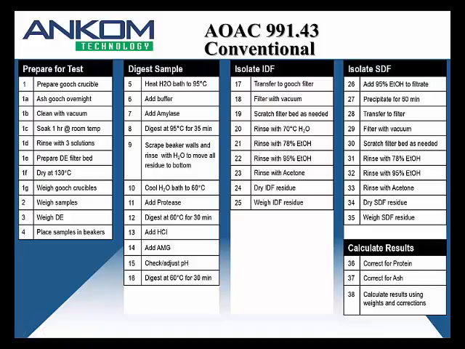So what's the real difference? How can we graphically show the difference between the conventional method and the same method run in automation? So here's the conventional method, again, just highlighting 991.43.